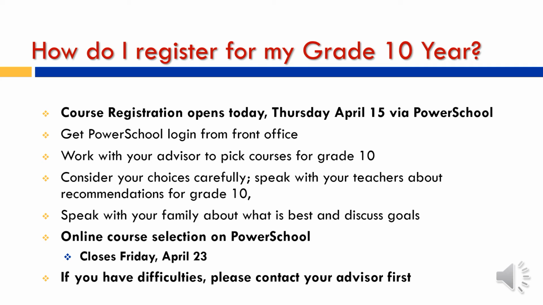We're also going to have you work with your advisor this morning to pick your courses and to use our course selection guide, a paper copy of that. We're also going to have you map out the requirements to get you to your high school diploma, and spend some time reflecting on what your strengths are and what you're going to need to be successful in grade 10, and possibly even reflecting on what your goals are after high school. We're also going to ask that you consider your choices of what you select for your courses carefully. Speak with your teachers from grade 9 about recommendations they have for grade 10.